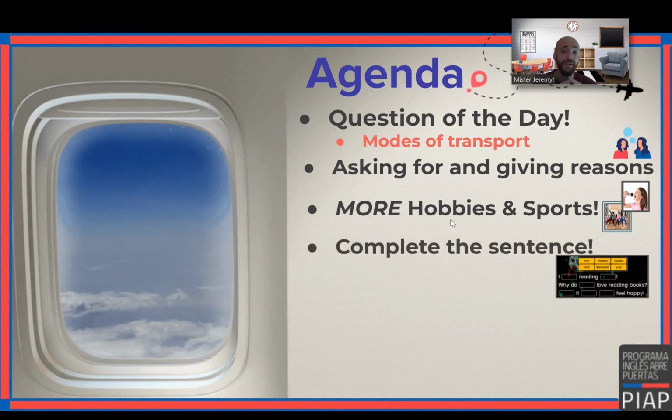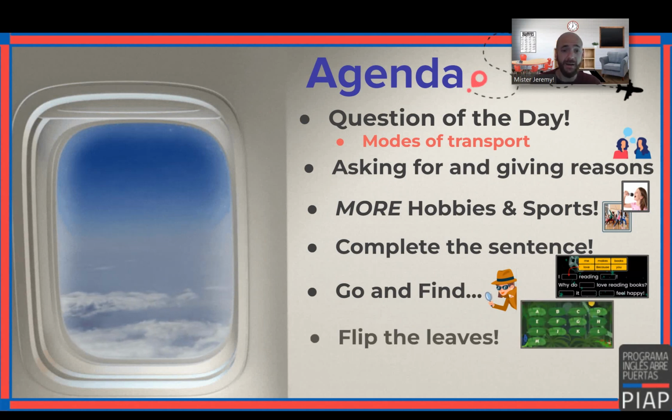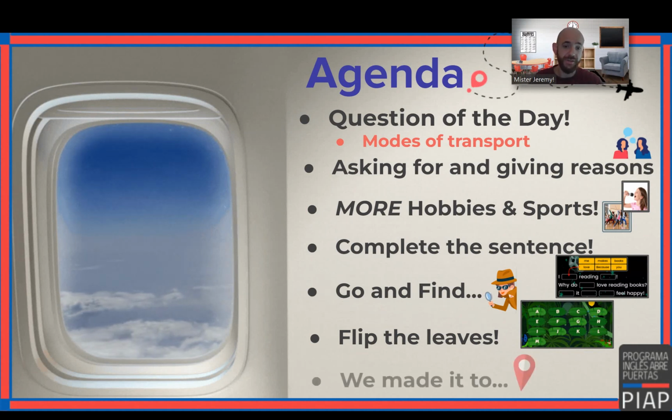Then for the we do part of this, for the guided practice, we have something a little bit different today. We'll be sort of constructing sentences with the students, allowing them to show us that they know how to put these sentences together. Then we'll do a go and find. And then we'll play a game, Flip the Leaves, which is very similar to what we did last week, but again, it's scaffolded further. And the idea, again, guys, is that we're trying to get them to also use the question this week. And then we'll see where we've made it to.